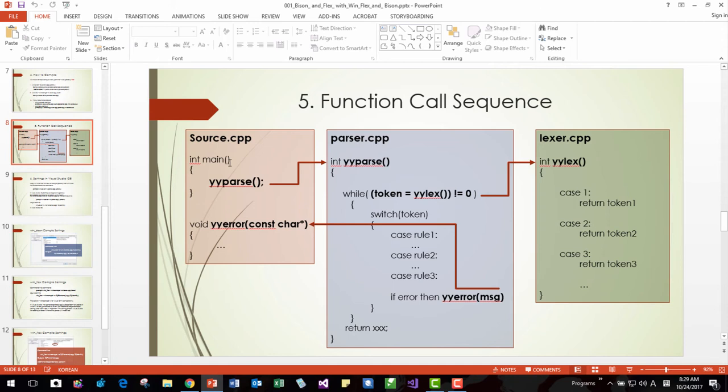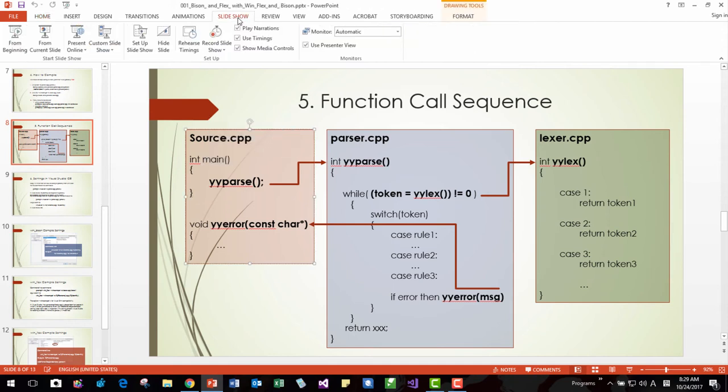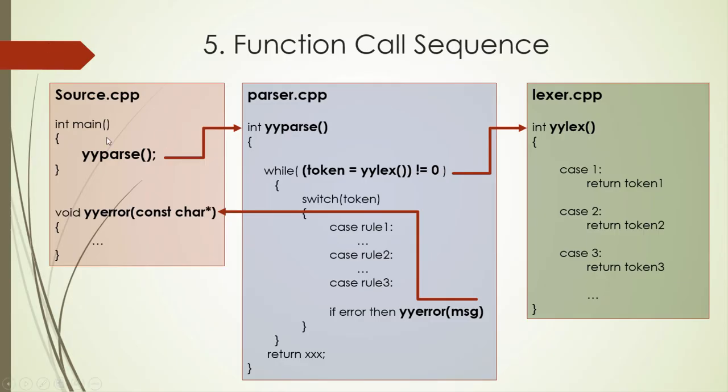For example, function main. I will make it bigger. In function main, yyparse is called. This is yyparse, and yyparse calls yylex repeatedly in a loop like this. And if an error occurs, then it calls yyerror.